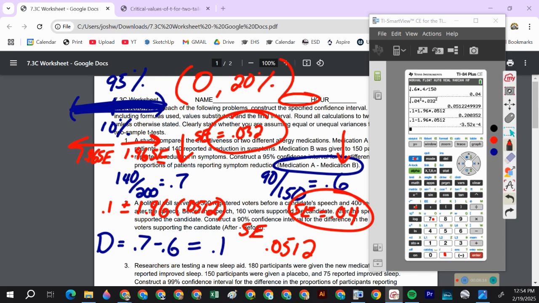What does that mean? Any ideas? What is somewhere between 0 and 20%? The true difference between the two populations is somewhere between 0 and 20%. And we are 95% confident that that is accurate.